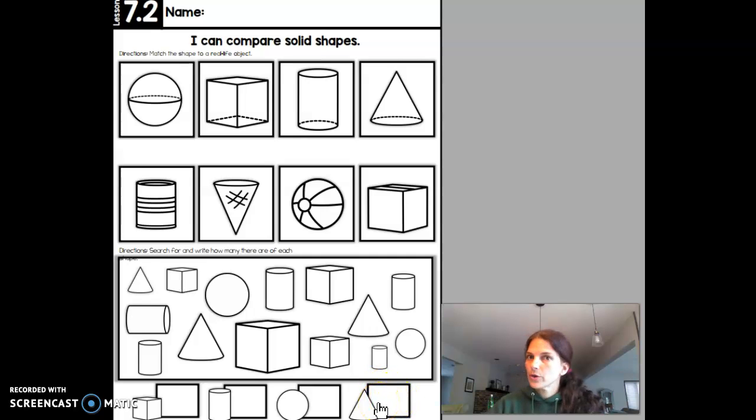Now, for your work, I would like you to draw the picture of a cube and then write the number of cubes that are in the picture. And same with the cylinder. I want you to try your best to draw a cylinder and write how many there are in the picture. Same with the sphere and same with the cone. What we just did, I want your parents to take a picture and send it to me for your work for the day.